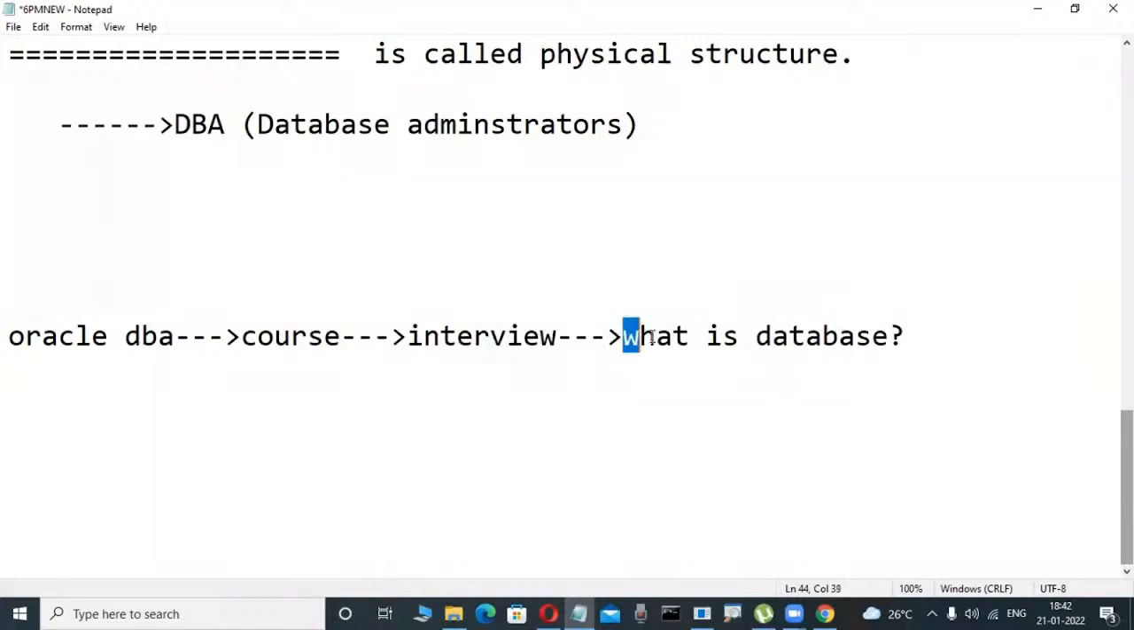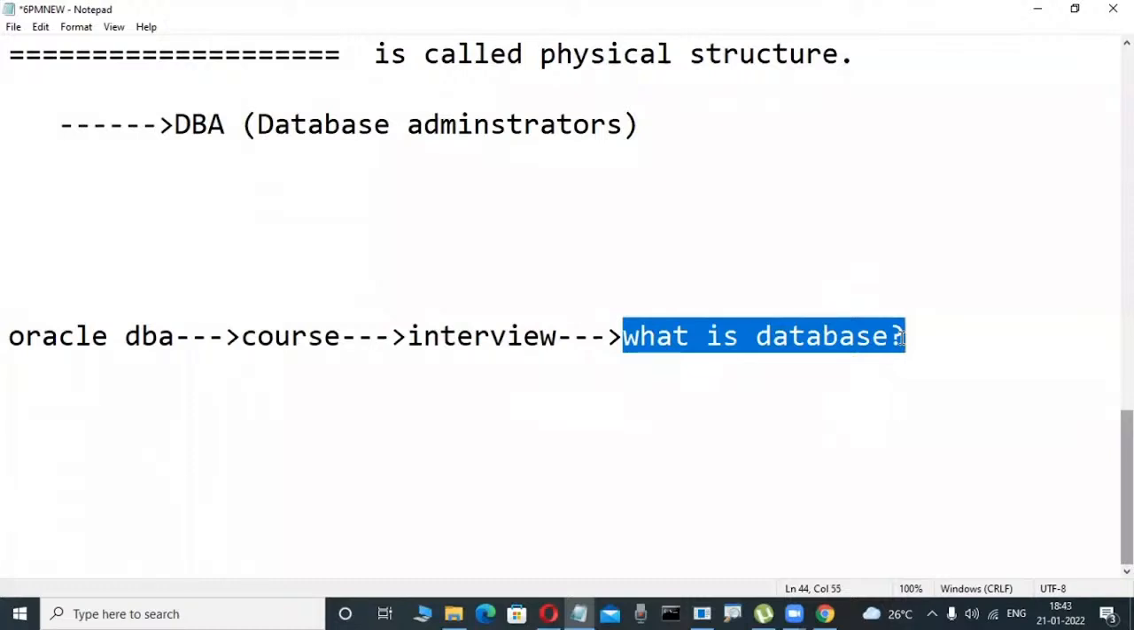That's why, when the interviewer asks what is a database, as a DBA I am not going to say it is a place which stores a structured collection of data, which is the wrong answer. That is the logical side. I am not telling that. I am telling the physical side.